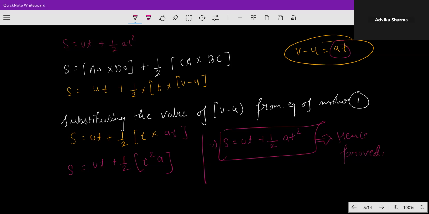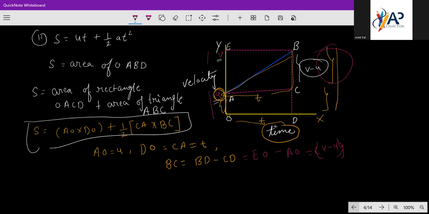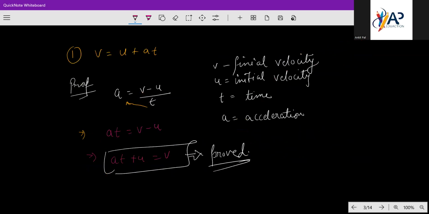Ardhana, listen. We already proved the first equation of motion. How can we prove the first equation of motion? We know the formula of acceleration, which is a equals v minus u upon t. Yes or no?